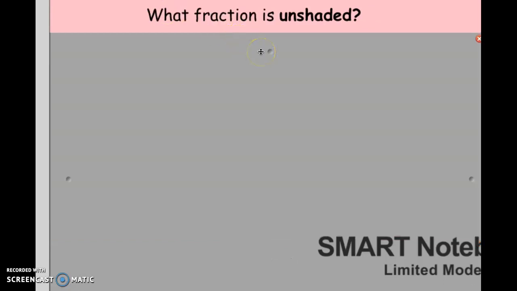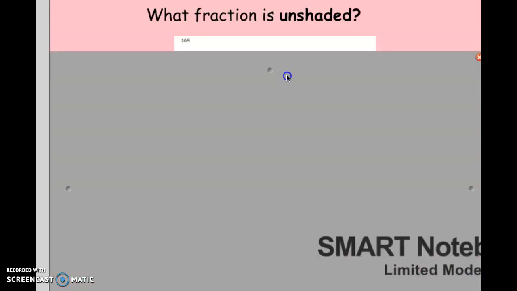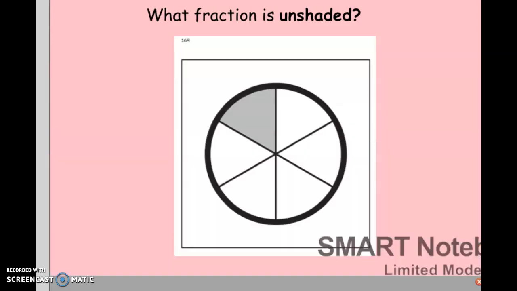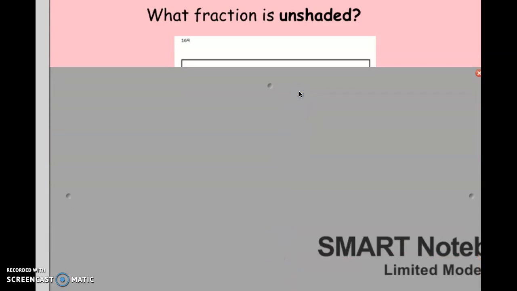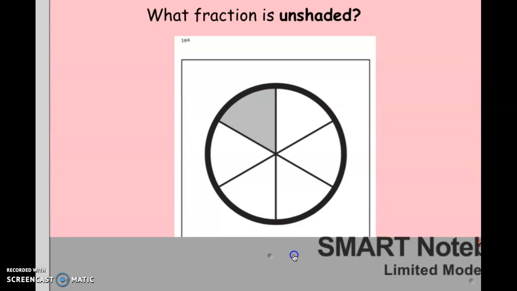Last one. 1, 2, 3. Quick look. Oh, how many of you might need to look again? Ready? 1, 2, 3. Do you know what fraction is unshaded? What is it? Right. This circle is broken into sixths. 1 part is shaded, which means 5/6 are not shaded.